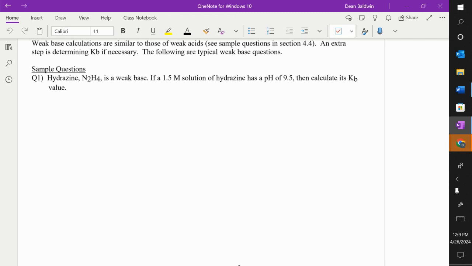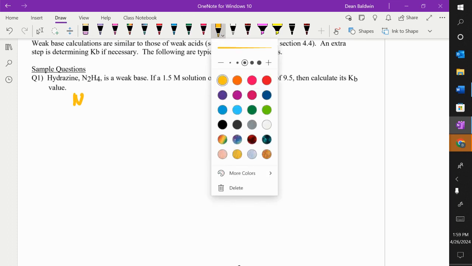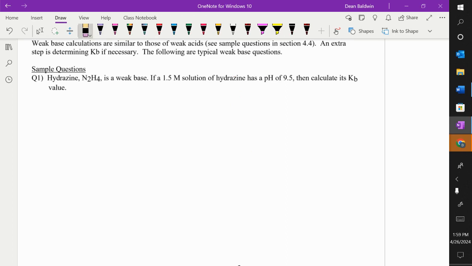Okay, so hydrazine is acting as a weak base. They're telling us it's a weak base, so we're not going to write in yellow. We have N2H4 reacting with water. It's acting as a base.